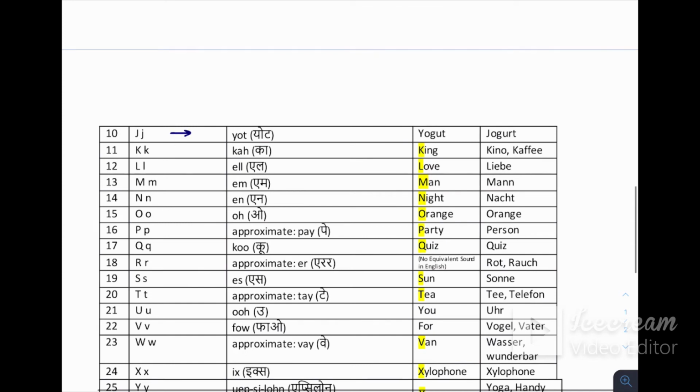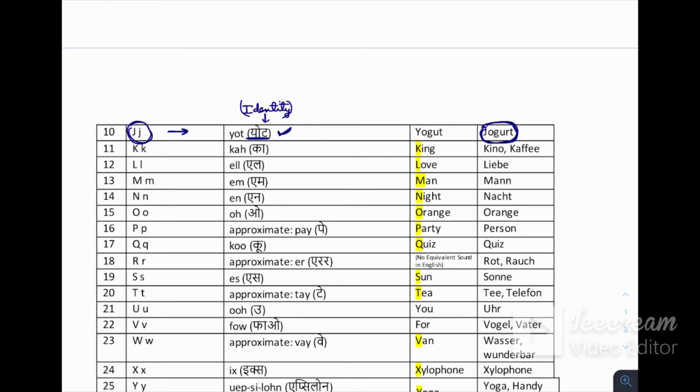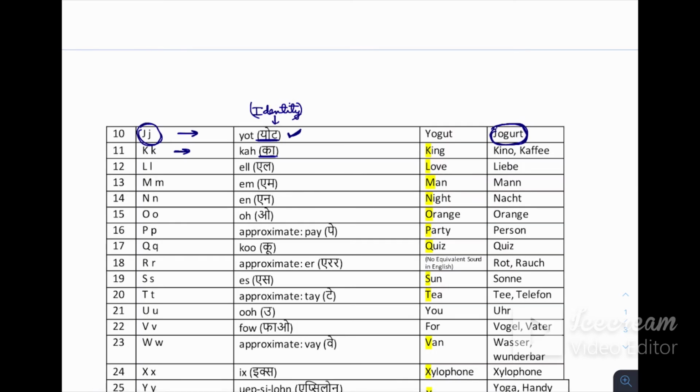J is yacht. See, this is the identity of the letter. बट जब हम उसको वर्ड के साथ प्रोनाउंस करेंगे तो कैसा होगा? यो गुड. ये आइडेंटिटी है. जब हमें खाली वर्ड को स्पेल आउट करना होगा तब हम बोलेंगे यॉट, और अगर वो किसी के साथ आएगा तो हम उसको बोलेंगे यो गुड, मीन्स योगर्ट. K is ka. ठीक है.